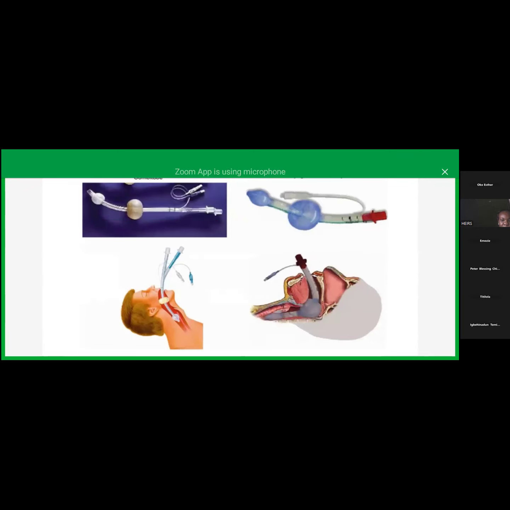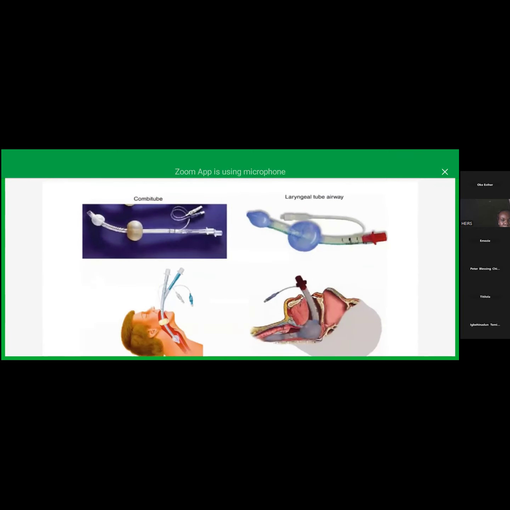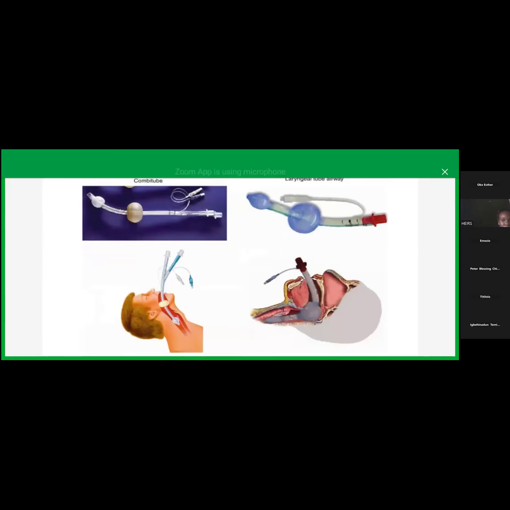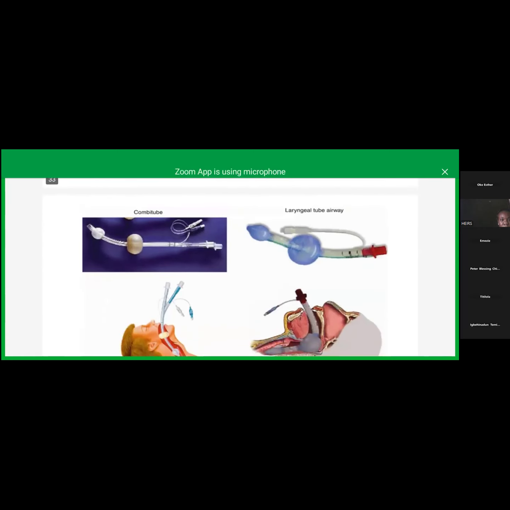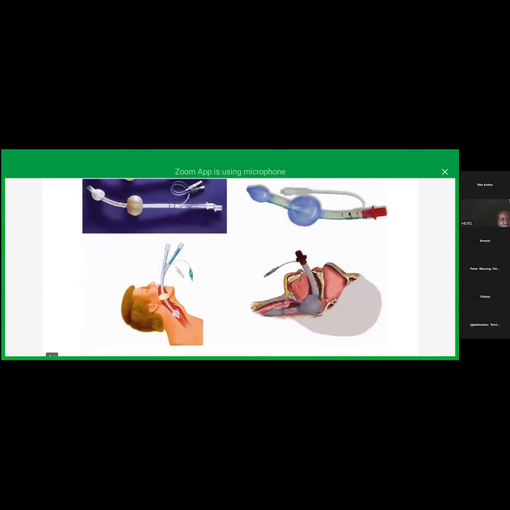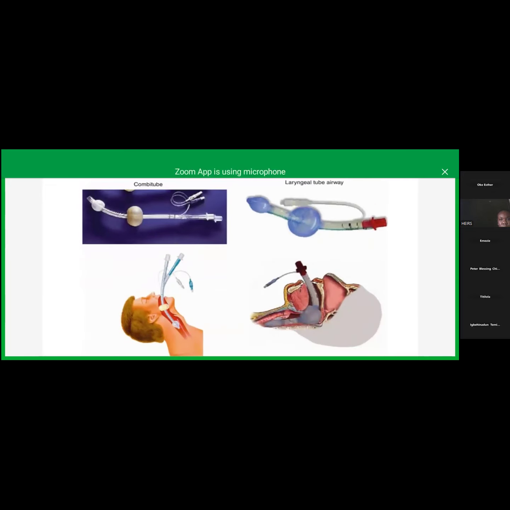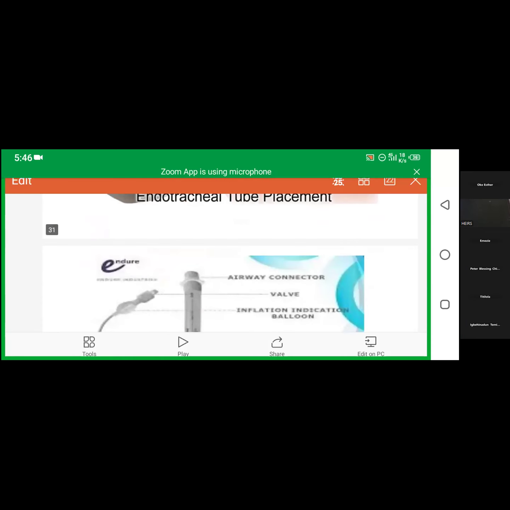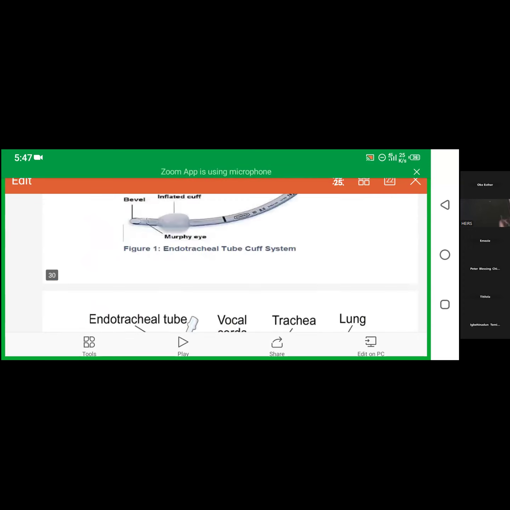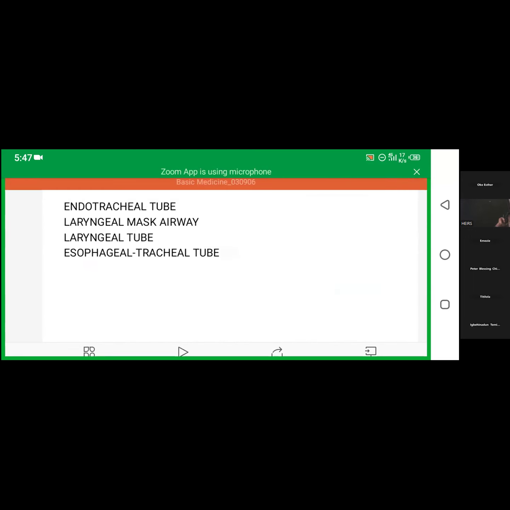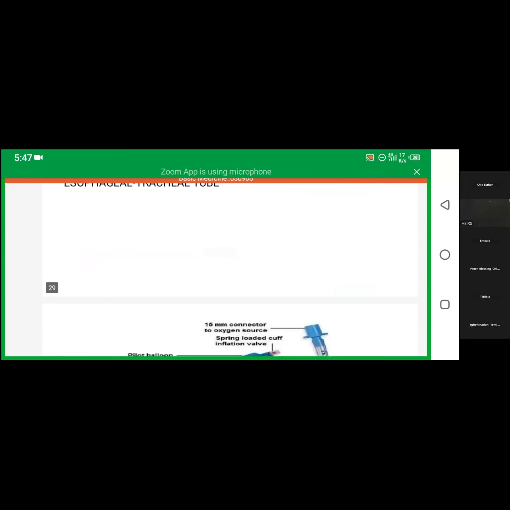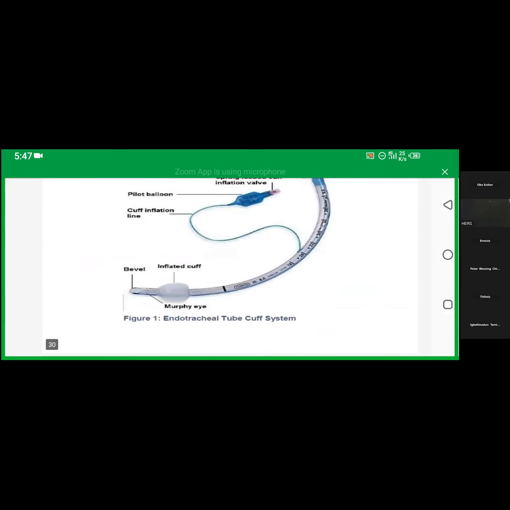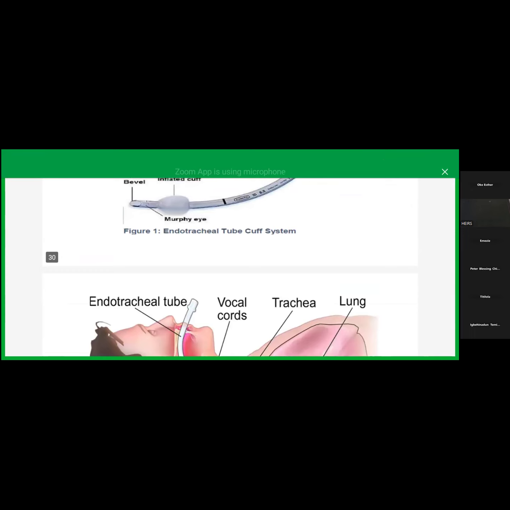So what we have in here is the laryngeal tube. This is what the laryngeal tube airway looks like when it is inserted. That is what we have on the right hand side. On the left hand side, we have the esophageal tube. The difference is that the esophageal tube has two tubes, and the two different tubes, one will connect to the esophagus and the other one will connect to the trachea.